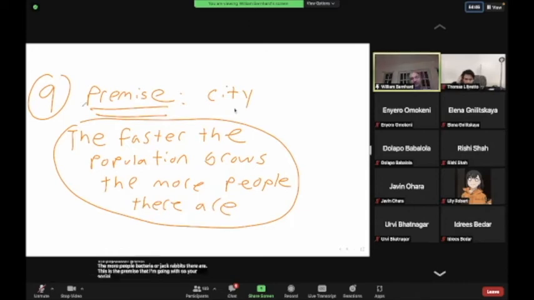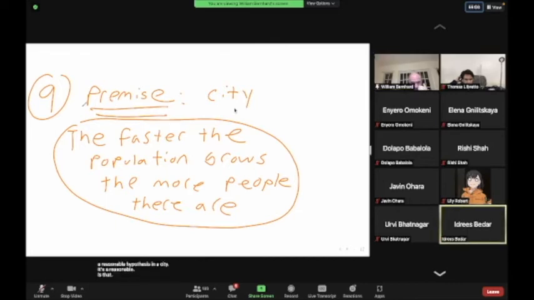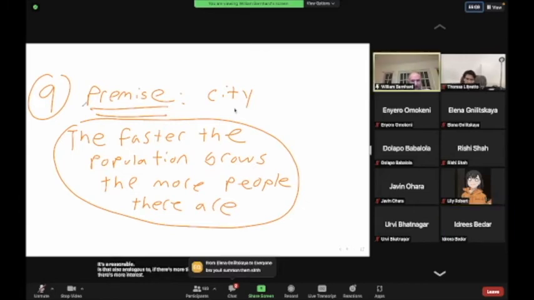So you're a social scientist, and you have to make a statement about the rate. The faster the population grows, the more people there are. Can we all agree that that's a reasonable hypothesis in a city? It's reasonable. Is that also analogous to if there's more time and there's more interest? Well, that's a little bit different, but you're on the right track. I know you're focusing on this interest thing, so just bear with me a little bit longer.